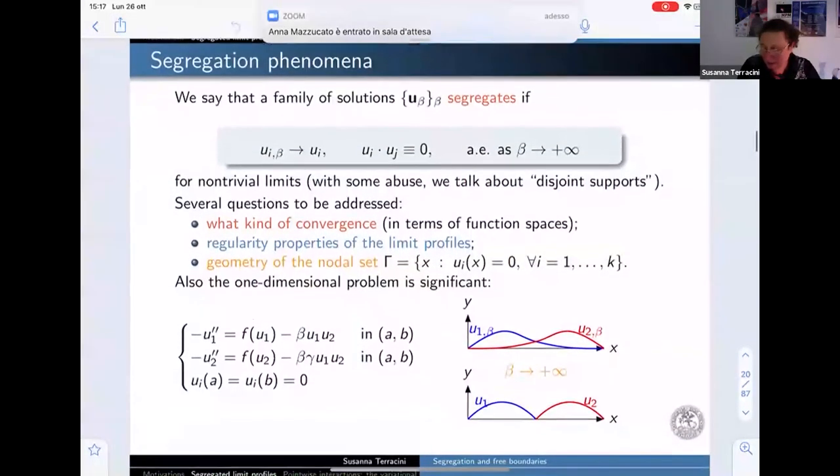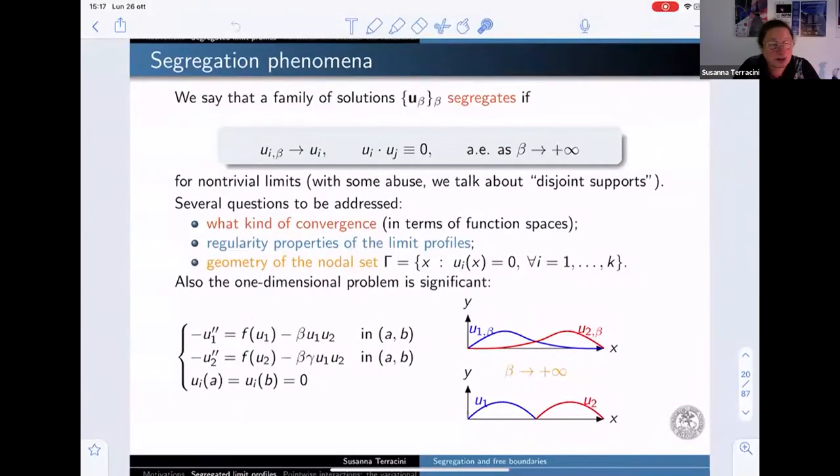Okay, so let's go back to this segregation phenomenon, and we see that already in one dimension it is significant. For example, we can think of having on an interval AB two competing densities U1 and U2, which solve this system. And then it's not difficult to realize that because beta is opposing the diffusion, in the limit when beta goes to infinity, you see the two densities converging to profiles with disjoint support.